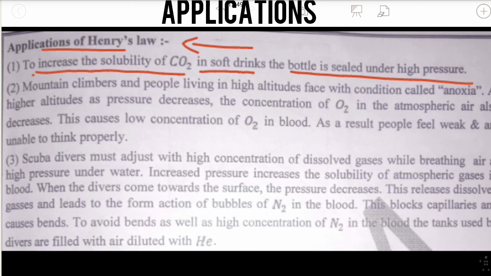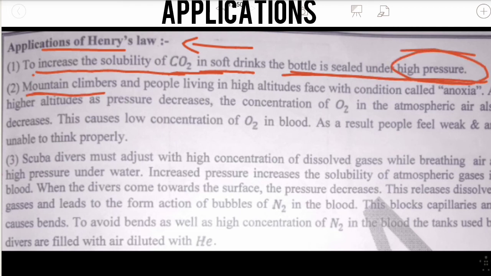When you bring a cold drink from the market and open the cap of the bottle, you hear a sound like a hiss. Cold drink manufacturing industries seal the cap very tightly so that pressure is maintained inside the bottle. So for the solubility of carbon dioxide in soft drinks, the bottle is sealed under high pressure.